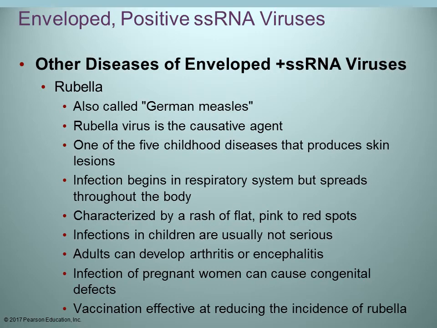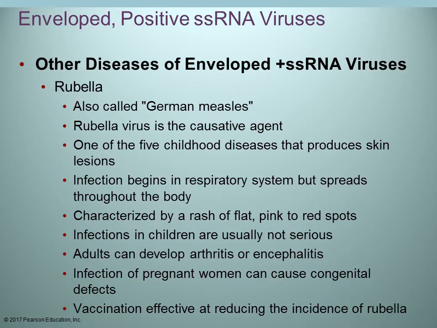And so the recommendation would be, if you're traveling to an area, then get the vaccine for it, obviously prior to traveling. What are some other diseases of the enveloped single-stranded positive RNA viruses? Rubella. This is the scientific term for German measles. The rubella virus is the causative agent. This is classified as one of your childhood diseases. It does produce these skin lesions. Usually infection starts with a respiratory route, you inhale it and then it spreads throughout the body. You end up with a rash.